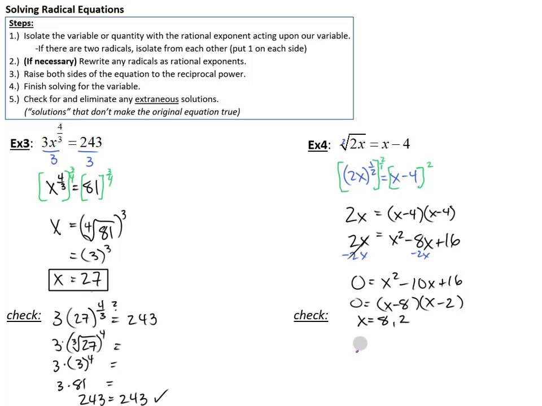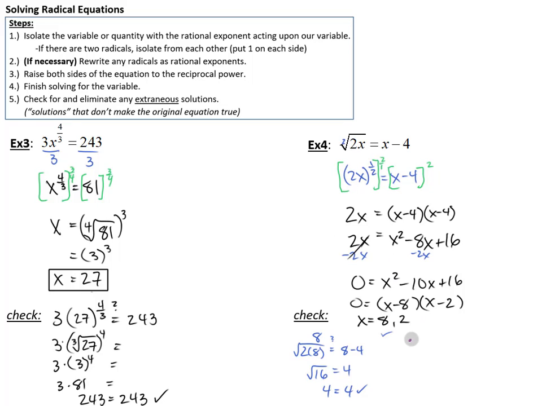So we have two numbers for our check. Both might work. One might work and the other might not, or maybe both don't work and there's no solution, but we have to check both. So let's start, I'll use different colors here. Let's start with 8. So I have the square root of 2 times 8. Does that equal 8 minus 4? Well, 8 minus 4 on this side becomes 4. Keep everything on their own sides here. 2 times 8 becomes 16, and the square root of 16 is 4. Yep, I agree with that. 4 equals 4, so far I think 8 is good.